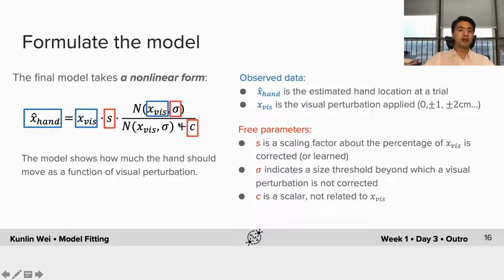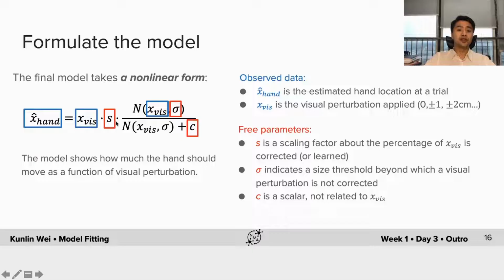But there are three free parameters: S, sigma, and C. Those free parameters are not known beforehand. I will just give you a rough sense of what they mean. S is a scaling factor. It basically tells you how much you will learn from a visual error. It is a percentage measure. Say if it's a 2 centimeter visual perturbation and you learn 50%, you will correct for 1 centimeter. So S is a learning percentage. Sigma is a size threshold beyond which a visual perturbation is not corrected. Different people have different thresholds. If the visual error is too large, I will disregard it, but different people have different tolerance thresholds. This is captured by sigma. And C is a constant.